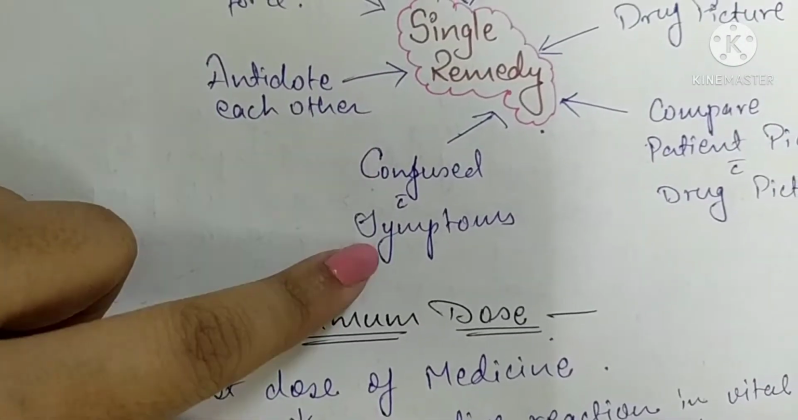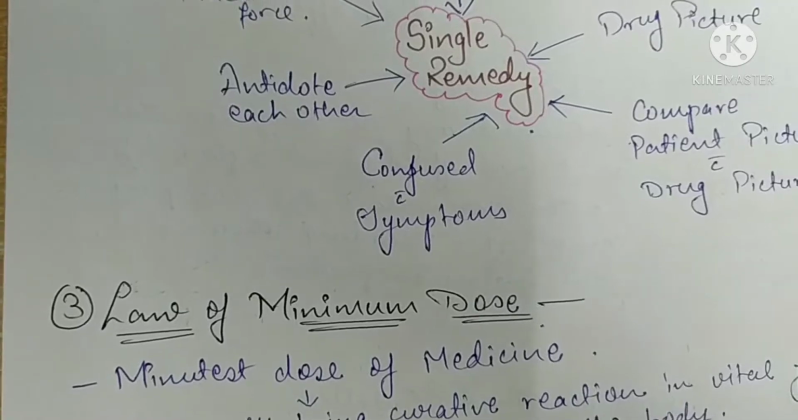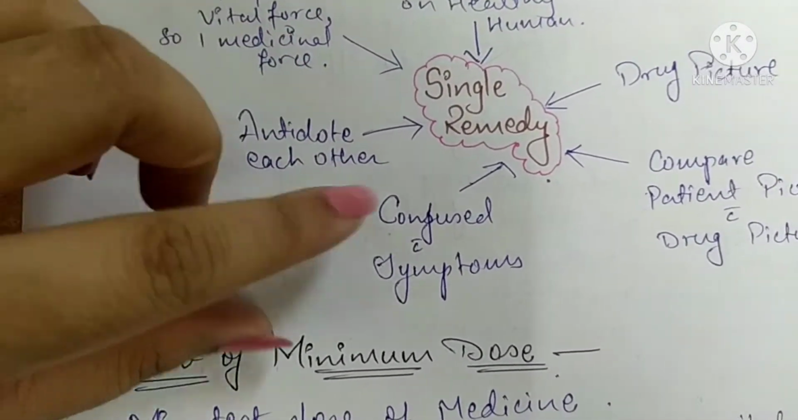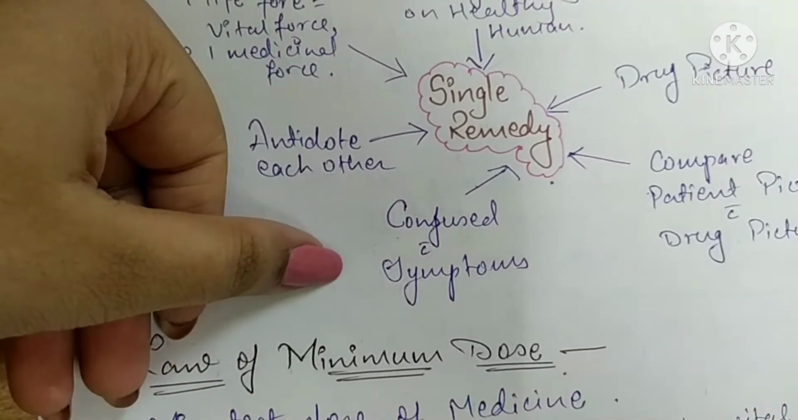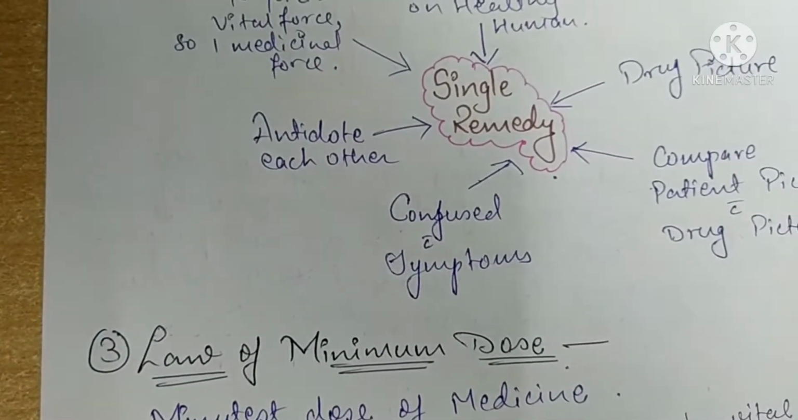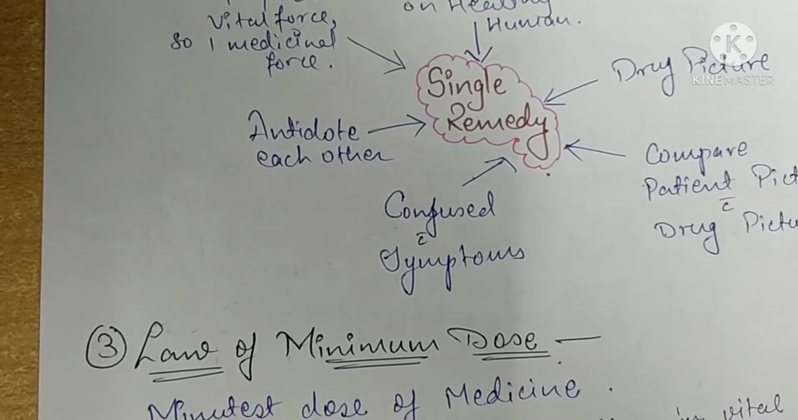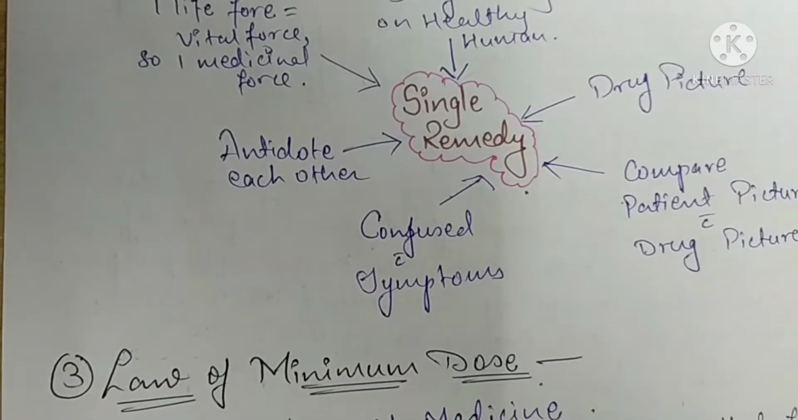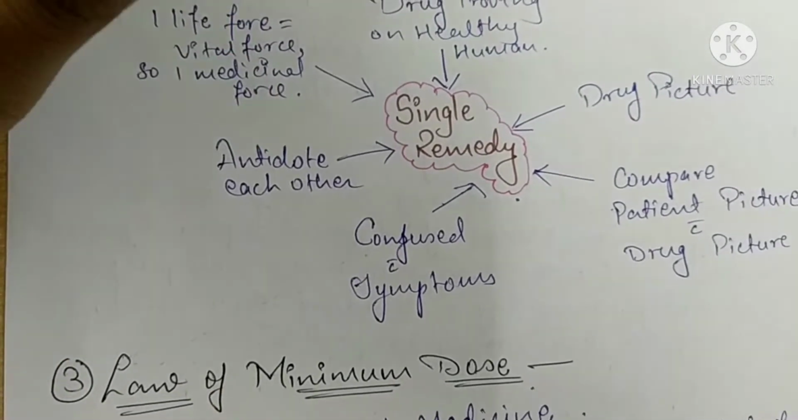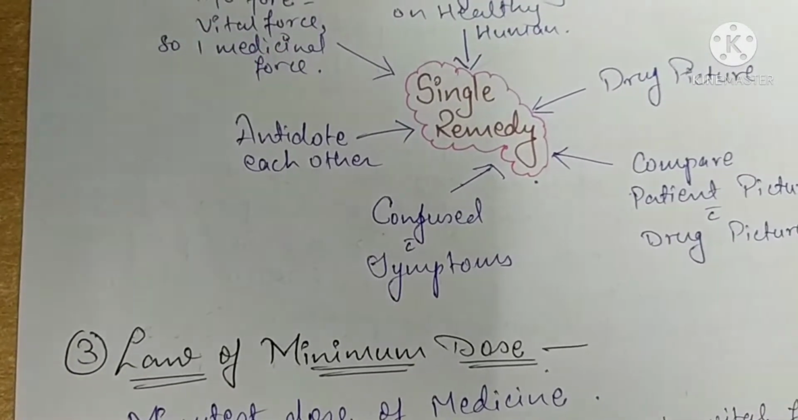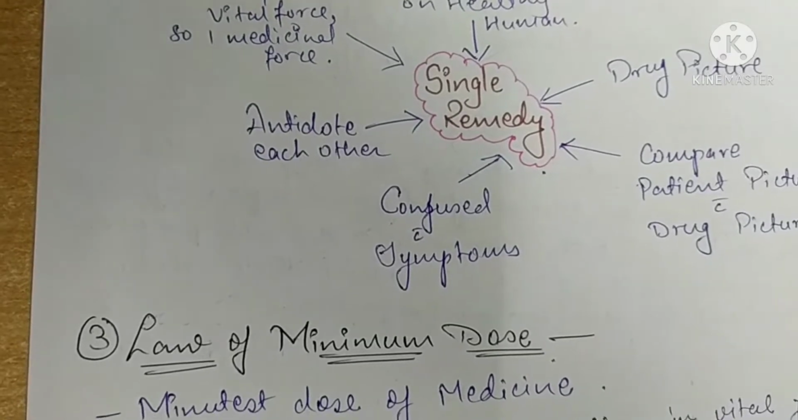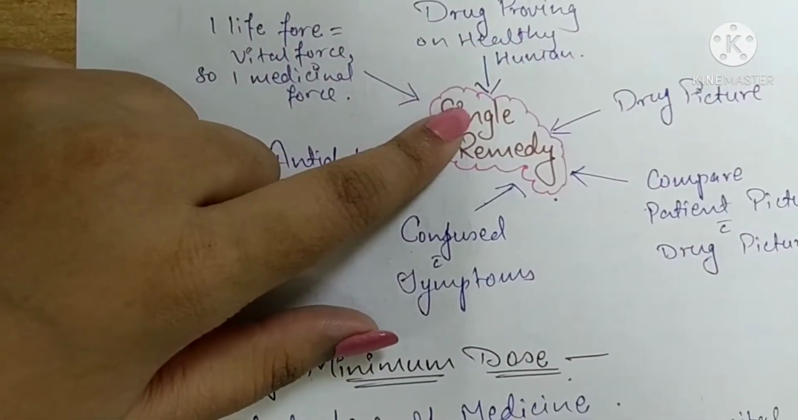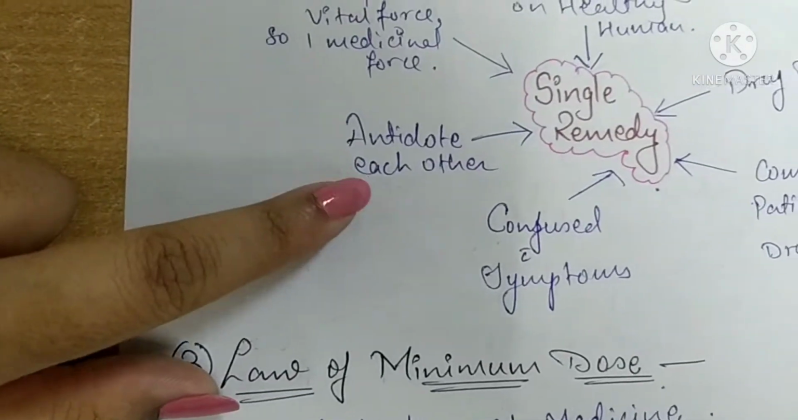Third is confused symptoms. If two remedies are given to the patient, there will be confusion between the drug symptoms, because one drug will show some symptoms and the other drug will show different symptoms, so both will be mixed up and there will be no proper conclusion. So always give a single remedy.